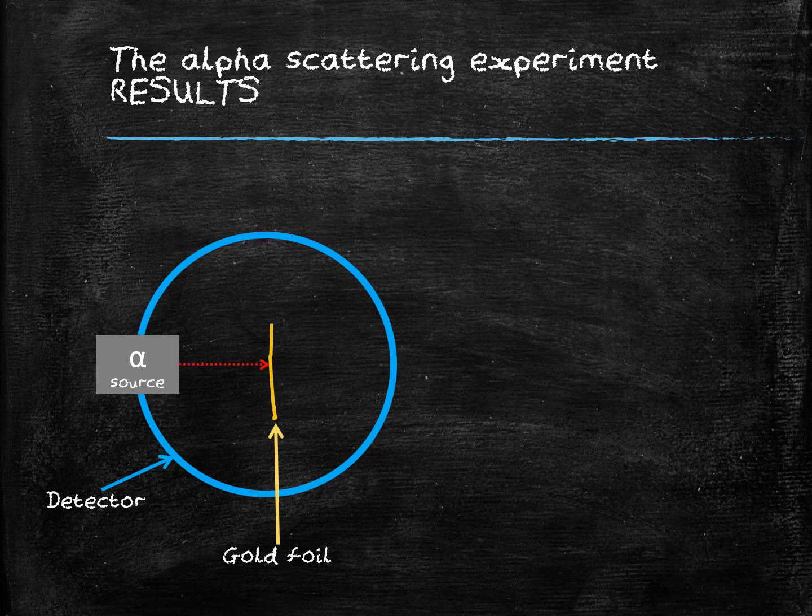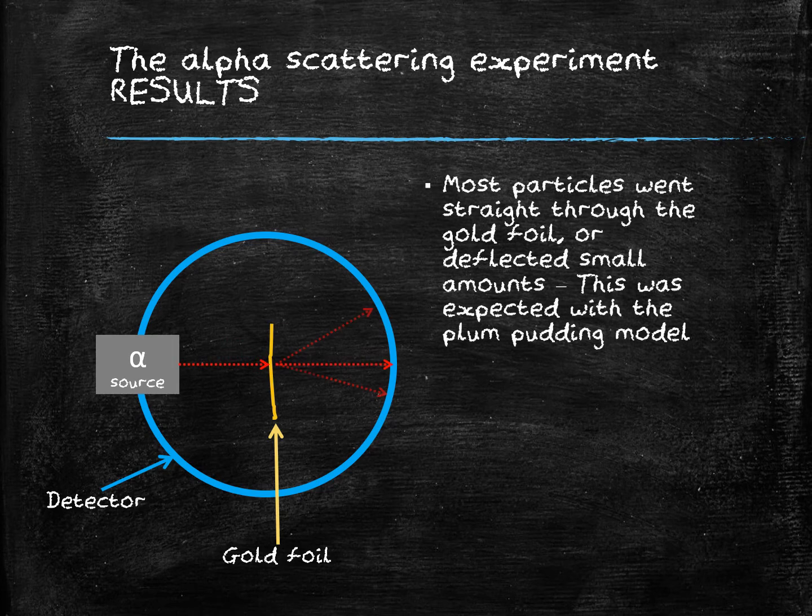You have your alpha source firing those particles at the gold foil. Most of the particles went straight through, or were deflected by small amounts. Now, that was fine. The plum-pudding model pretty much anticipated that, because the atom itself was neutral, and because there was no real substantial mass of positive charge within the atom, it was all distributed throughout the whole thing, then it could explain small deflections. The particles passing straight through could be pretty much explained as there being gaps between the atoms.